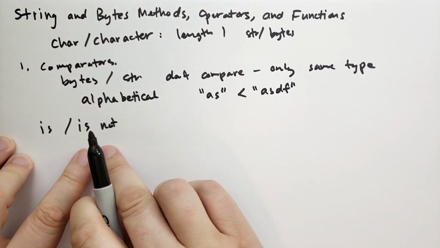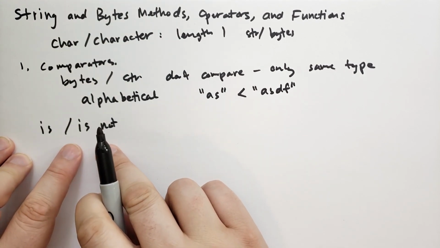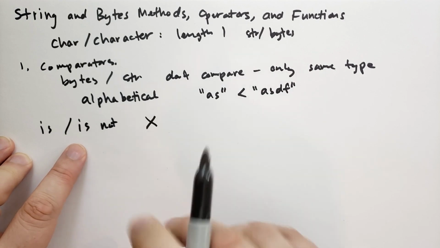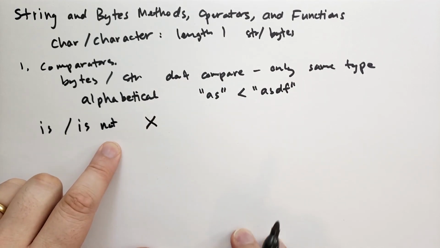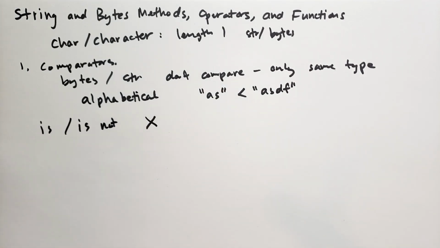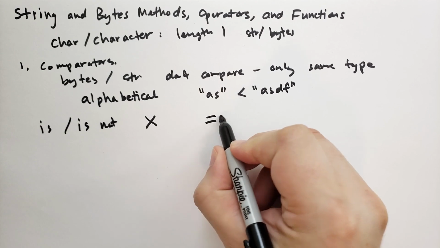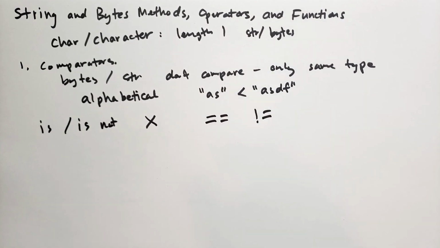The next one that I want to talk about is the is and is not comparator. This is testing for identity, it's not testing for value. Typically you don't want to use this for strings and bytes, because even if they're the same string or byte, it's highly unlikely they're actually the same object. So you want to use the equality comparator instead. So use equals or not equals. This will look at each character and make sure they're the same. If you are comparing the same string or byte with itself, it'll know.